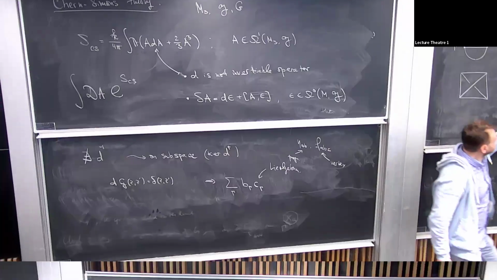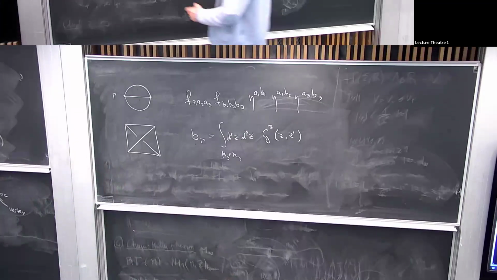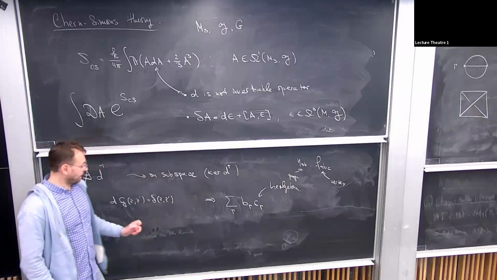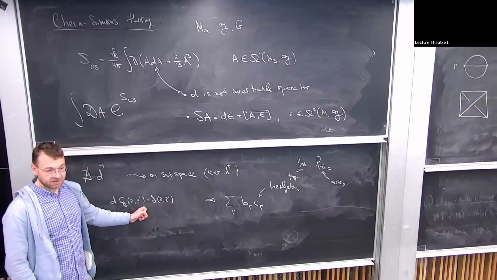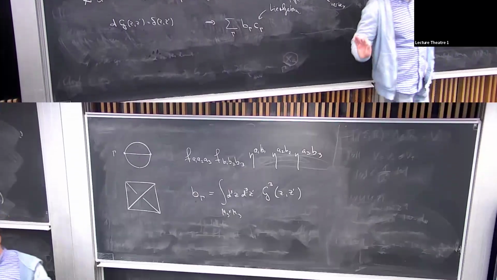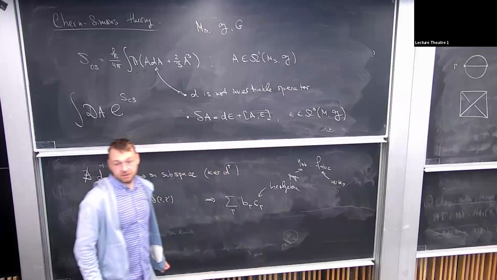So this number depends basically on the following data. I want to invert D on an appropriate space, and then I have to find these Green's functions, and then I have to perform these integrals. So it's a crazy complicated problem.